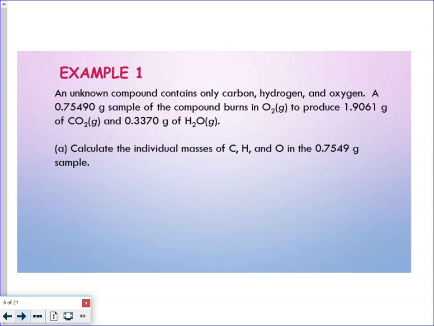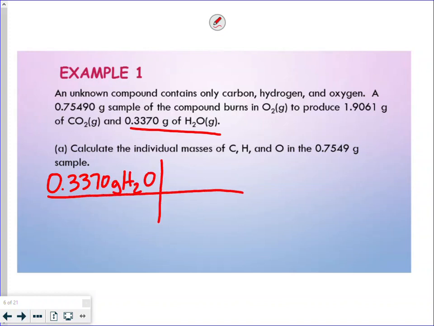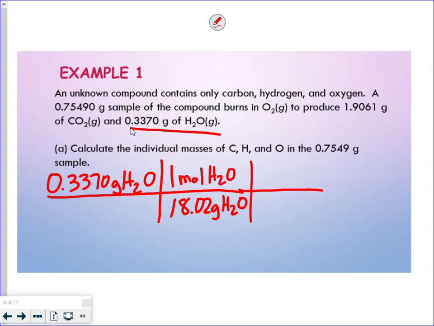Now for hydrogen, same setup, but we're using the water amount now to work it to hydrogen. Okay, using the water to work it to hydrogen. So 0.3370 grams of water. We're going to work it over here, so we're going to use our 18.02 grams of water. That's going to equal 1 mole of water. But if you look here, in 1 mole of water, how many moles of hydrogen are in there? 2 moles of hydrogen, because it's H2O. So we have 2 moles of hydrogen for every 1 mole of water.